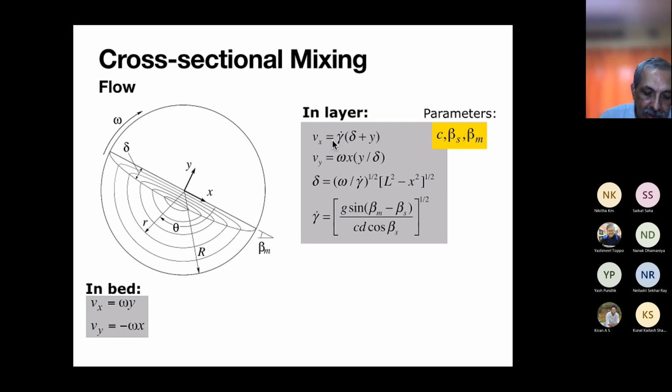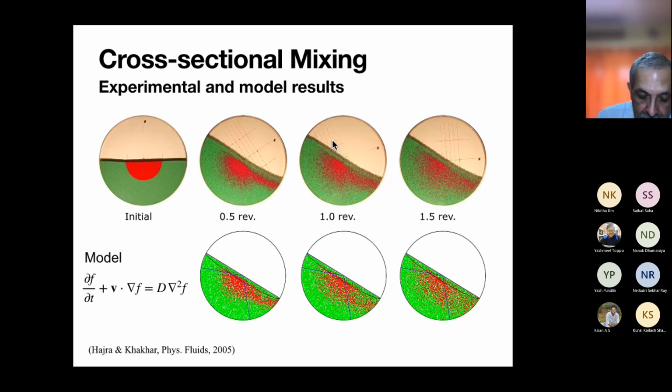What you are seeing over here is a plot of this equation. So this gives you the streamlines of the flow. Now we can incorporate this flow model into the governing equation which we have written down. Here F is the concentration. So you can see del F by del T plus V dot gradient of F is equal to D into del squared of F.